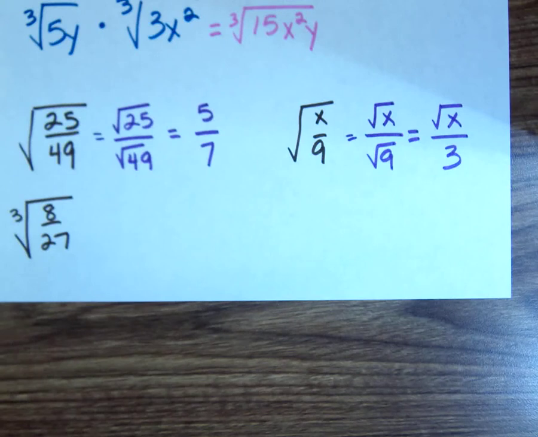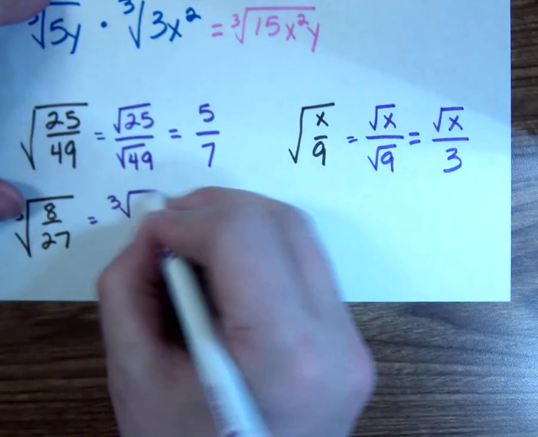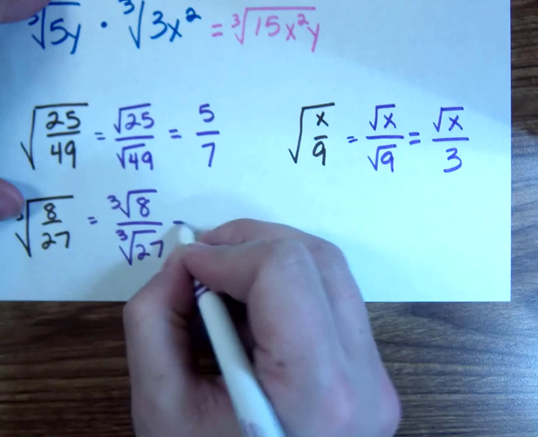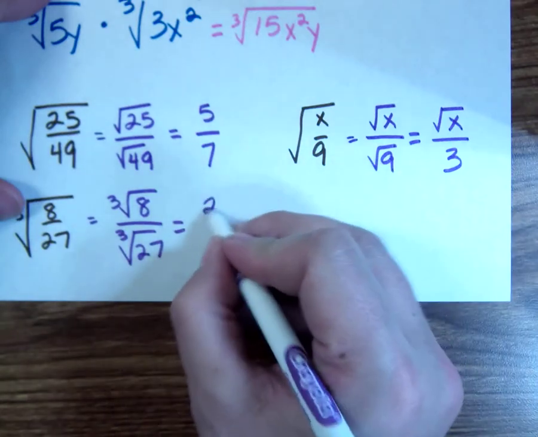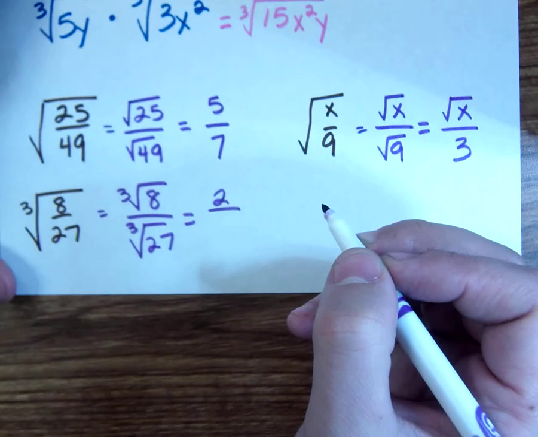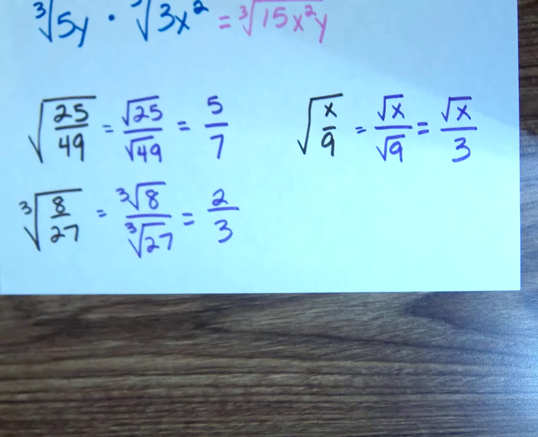All right. How about this one? The cube root of 8 over the cube root of 27. Cube root of 8 you should be familiar with by now. Cube root of 8 is 2. Cube root of 27 is probably a little less familiar to you. You may need a calculator for that, but it's 3. That doesn't seem bad.